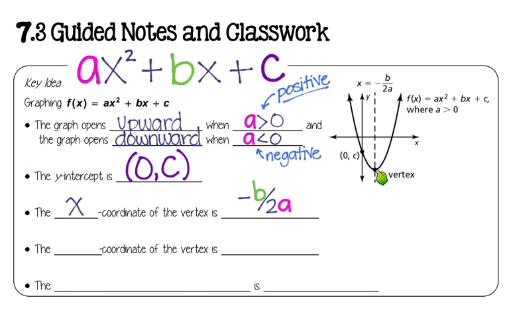Now this point has an x, y. How do we find the y-coordinate? Well, we take whatever number we got here and we plug it back into the equation. So like if this gets a 2, you're going to plug in a 2 for x.